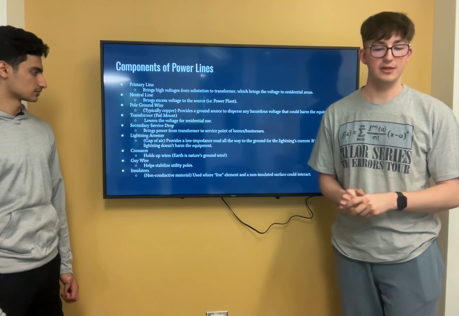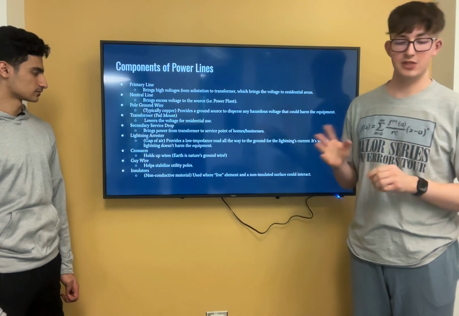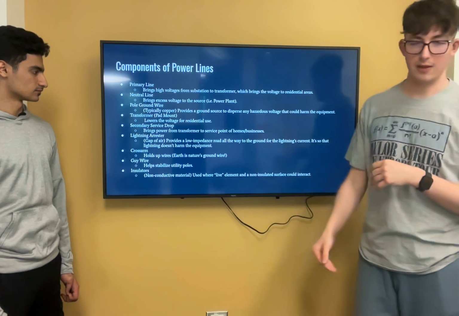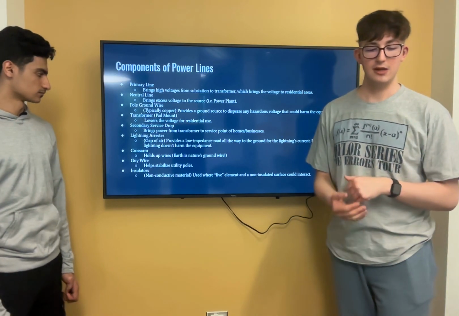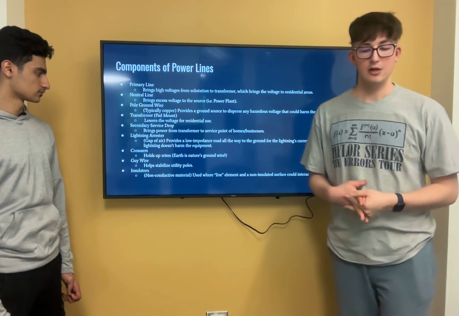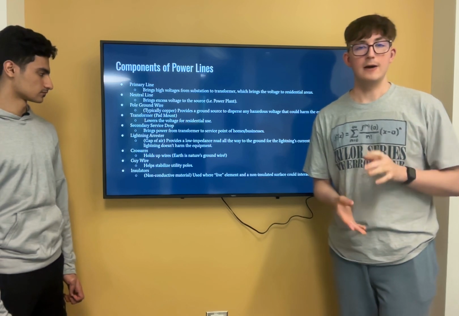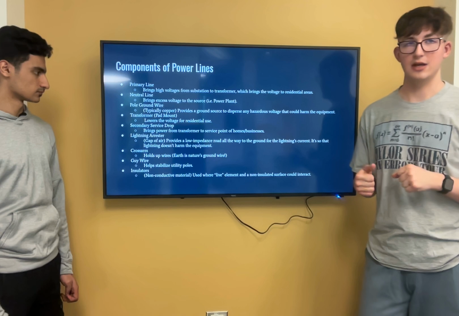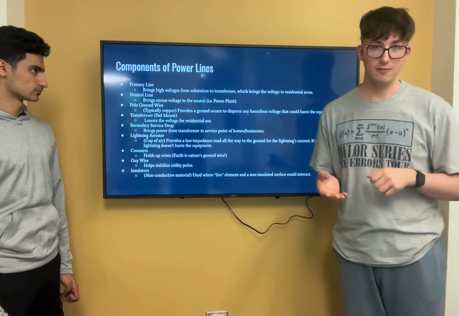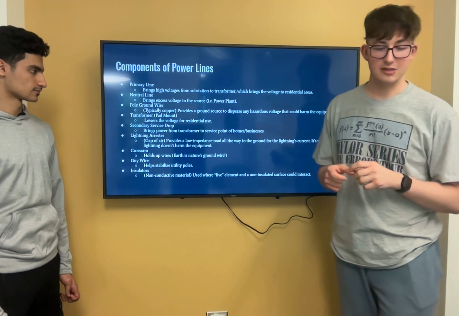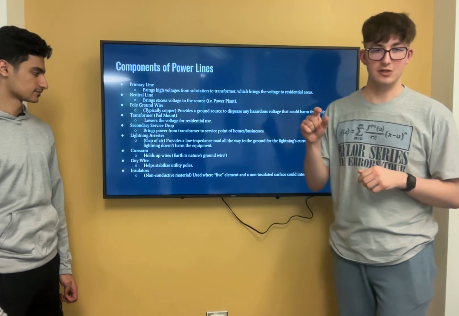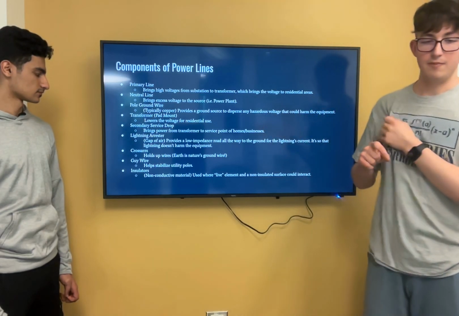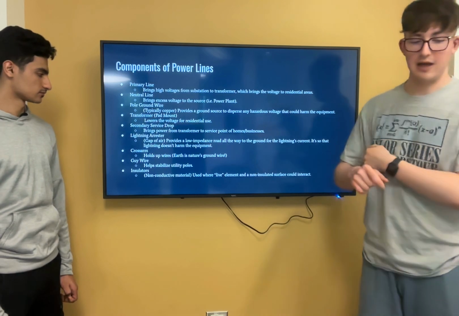And then we have the secondary service drop, which explains how the transformer is able to lower the power for commercial use. And then we have the lightning arrestor, which ensures that the equipment does not get damaged in an event like lightning striking it. This is due to a gap of air, which is separate from the ground wire and the live wire.